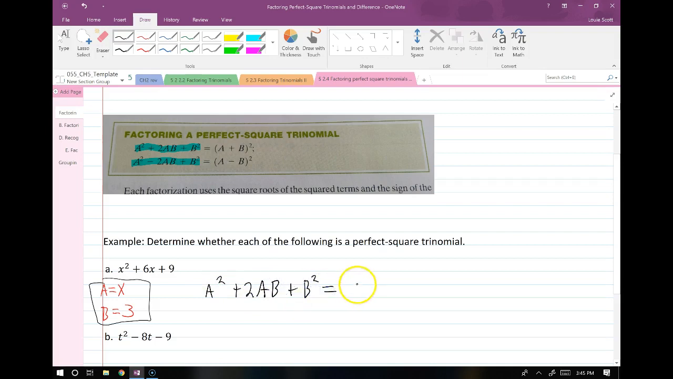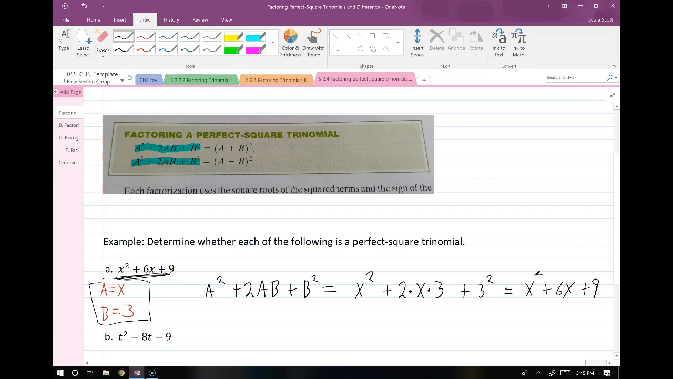Okay, if my A is X, then I have X squared plus 2 times A times B, so I have 2 times X times 3. And then on the last term, I have B squared, so I have plus 3 squared. When I do the math on this, I get x squared plus 6x plus 9. And that is the original polynomial. So yeah, that is a perfect square trinomial.